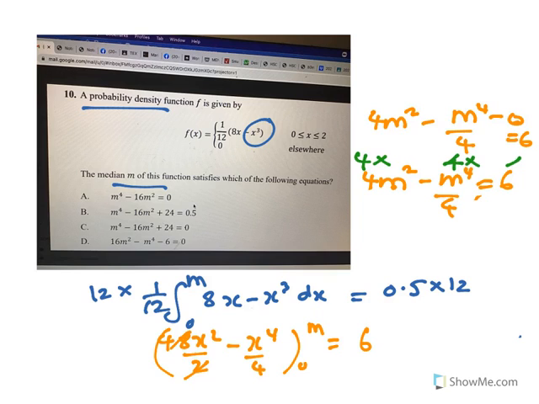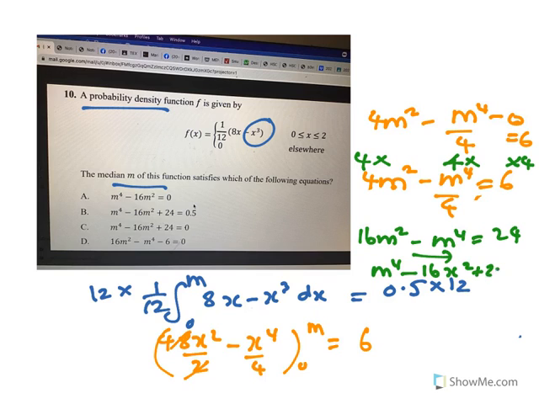Times everything by 4. 16m squared minus m to the 4 equals 24. Move it all to the one side to get m to the 4 minus 16m squared plus 24 equals 0.